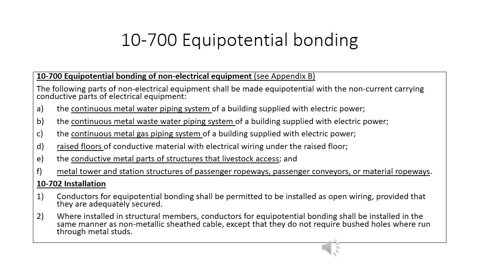Subrule D, raised floors of conductive materials with electric wiring under a floor. Subrule E, the conductive metal parts of structures that livestock access. In other words, barns. Subrule F, metal tower and station structures of passenger ropeway, passenger conveyors, and material ropeways.